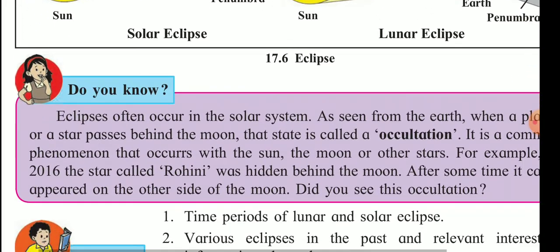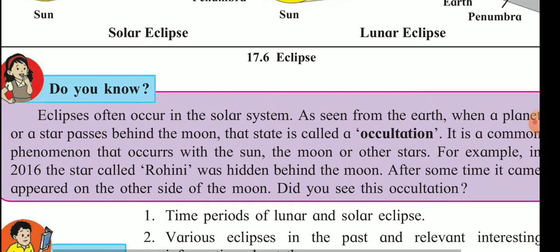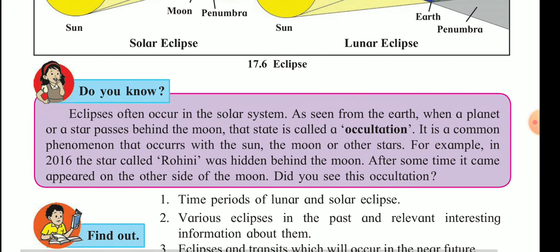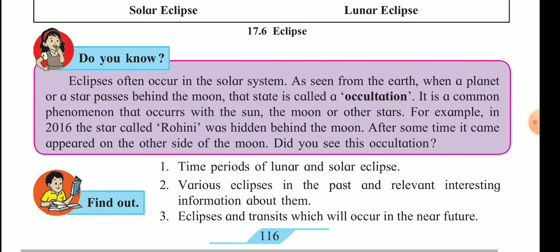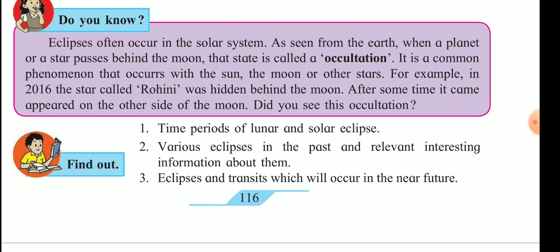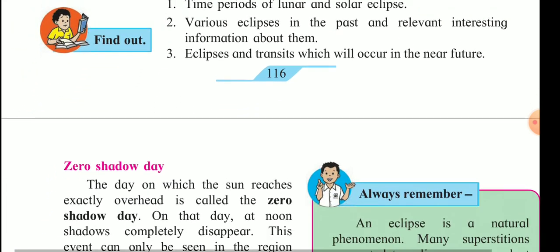Now eclipses often occur in the solar system as seen from the earth. When a planet or a star passes behind the moon, that state is called occultation. It is a common phenomenon that occurs with the sun, moon, and other stars. For example, in 2016, the star called Rohini was hidden behind the moon. After some time, it appeared on the other side of the moon. So find out the time periods of the lunar and solar eclipses, various eclipses in the past, and relevant interesting information. This you can find out from the net.